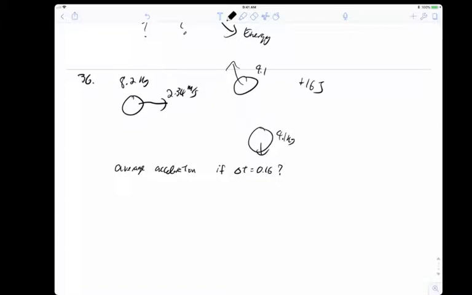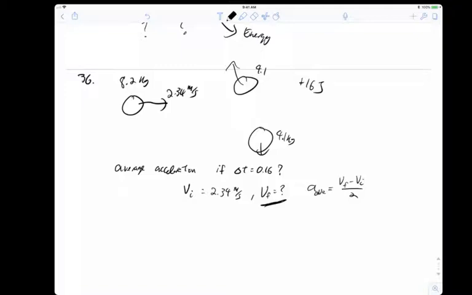So a quick note on how to do it. The issue here is we know the initial velocity of the 2 chunks, right? The initial velocity is 2.34 meters per second for both of them. But we don't know their final velocity. And if you don't know the final velocity, you can't calculate the average acceleration. So how do we do it?